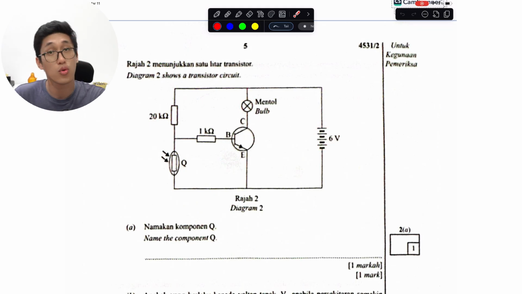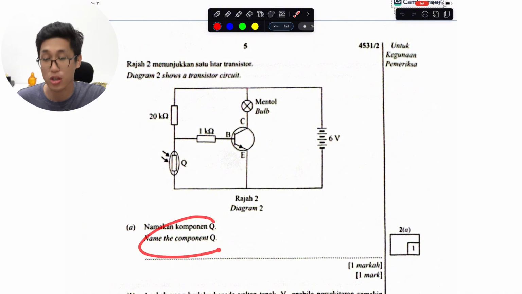If you don't know, this is actually a circuit for an automatic circuit, basically. So under certain conditions, you can get the light bulb to light up. For example, let's say if it's too hot, or if it's too cold, depends on what component you have inside. But basically, you are trying to make an automated circuit. Okay, so let's have a look at this component Q.